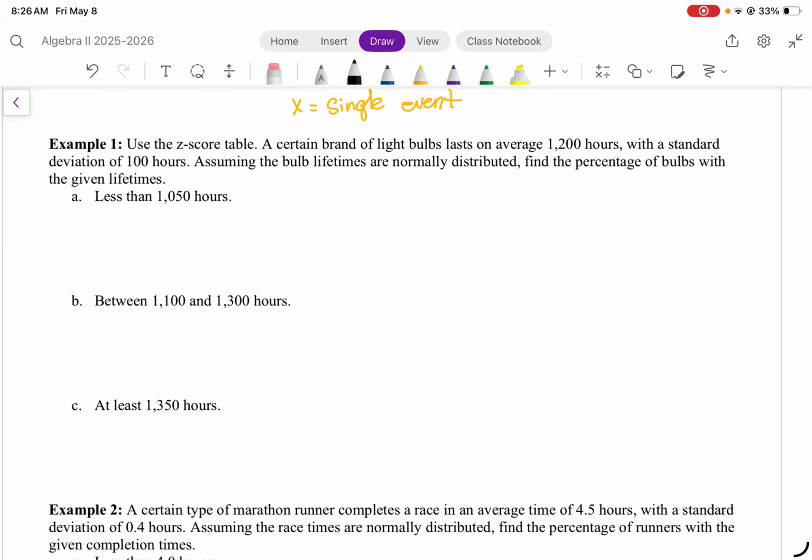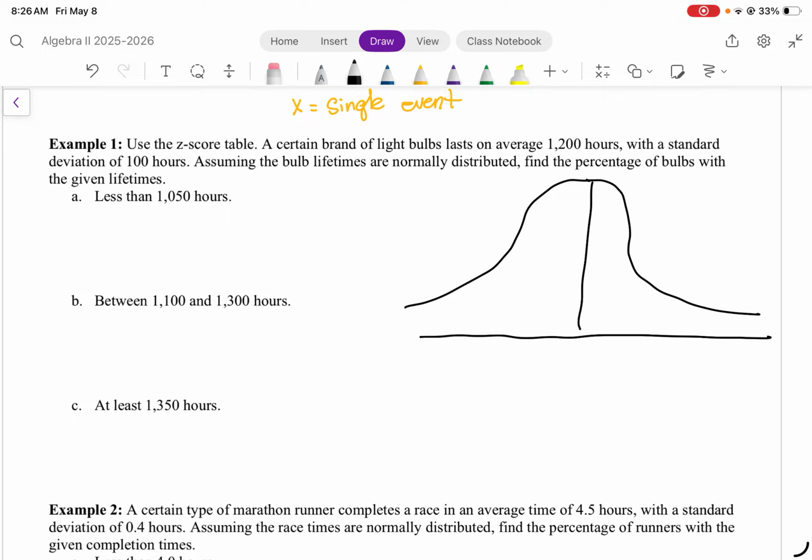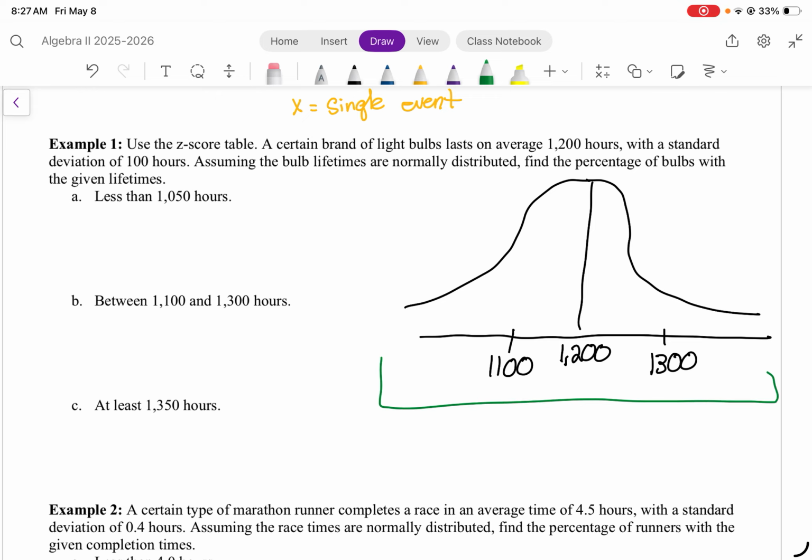So we have a visual of what we are working with. I'm just going to draw a sketch of a normal curve. We are not going to fill in everything. We know the average goes in the middle, which was at 1,200 hours, and the standard deviation was 100. So if we were to add more values, we would have 1,100 on the left and then 1,300 on the right. We're going to see what part of our table we are using. So all of the curve together is going to add up to 1 when we find the probability underneath the curve.